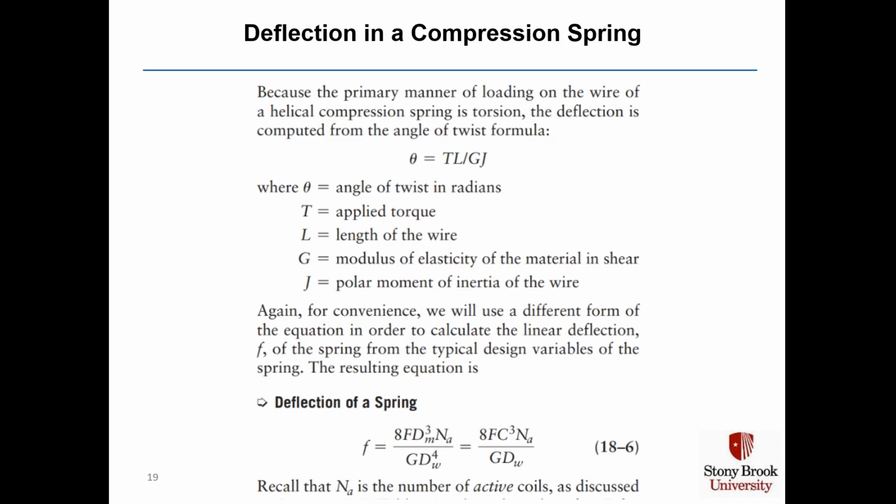The resulting equation is that the linear deflection f equals 8 times the force in the spring times the mean diameter cubed times the number of active coils, divided by the modulus of elasticity of the material in shear times the fourth power of the wire diameter. That's equivalent to 8 times the force times C cubed times the number of active coils divided by the modulus of elasticity of the material in shear times the wire diameter.